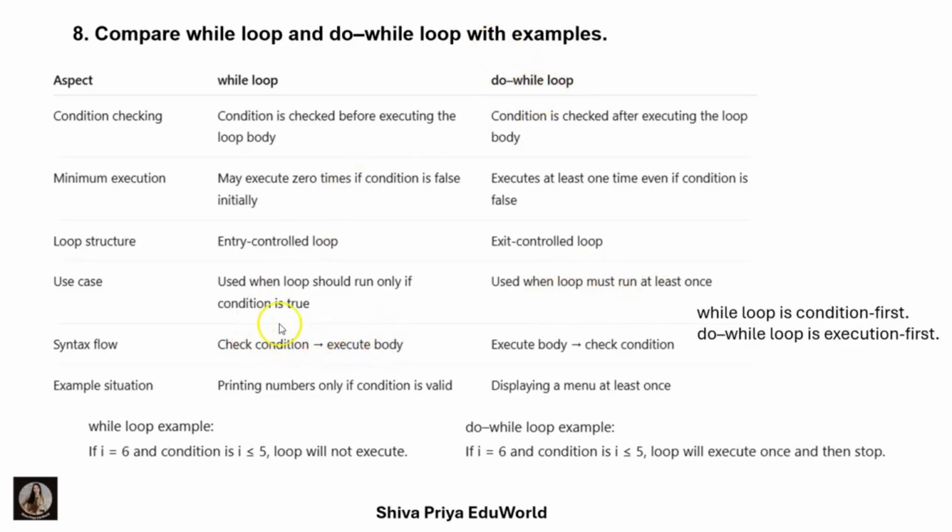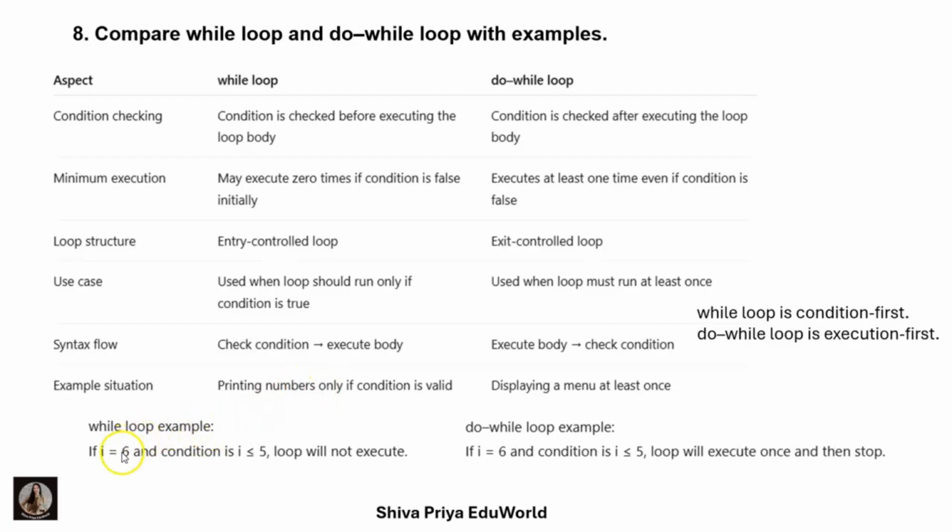For while loop, it will check the condition initially, then it will execute the loop body. This is the syntax flow. In do while, it will execute that loop body, and after that, it will check the condition. That's why it will execute at least once, even if the condition is false. Clear? Printing numbers only if the condition is valid. For example, based on the condition only it will print, right? If the condition is valid, then only it will print the numbers.